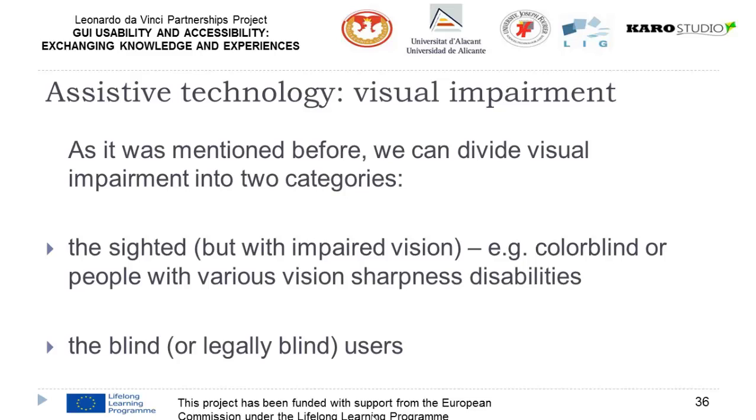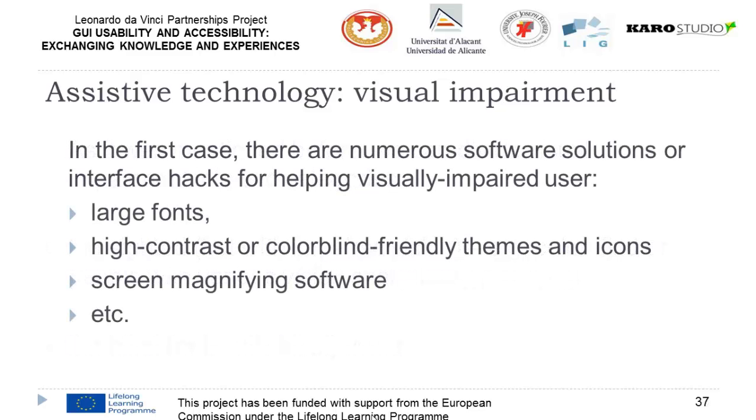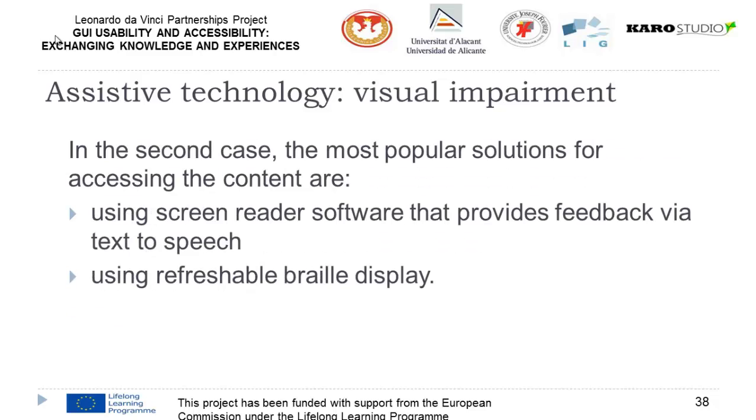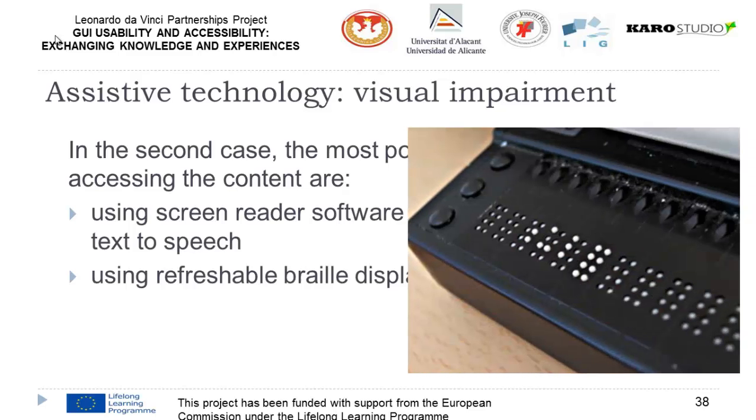Now let's talk a bit about assistive technologies for the visually impaired. As it was mentioned before, we can divide visual impairment into two categories: the sighted, but with their vision being impaired, or the blind, or legally blind. In the first case, there are numerous software solutions or interface hacks for helping visually impaired users, using large fonts, high contrast or colorblind-friendly themes and icons, screen magnifying software, and so on and so forth. In the second case, the most popular solutions for accessing the content are using screen reader software that provides feedback via text-to-speech, or using a refreshable braille display, like this one.